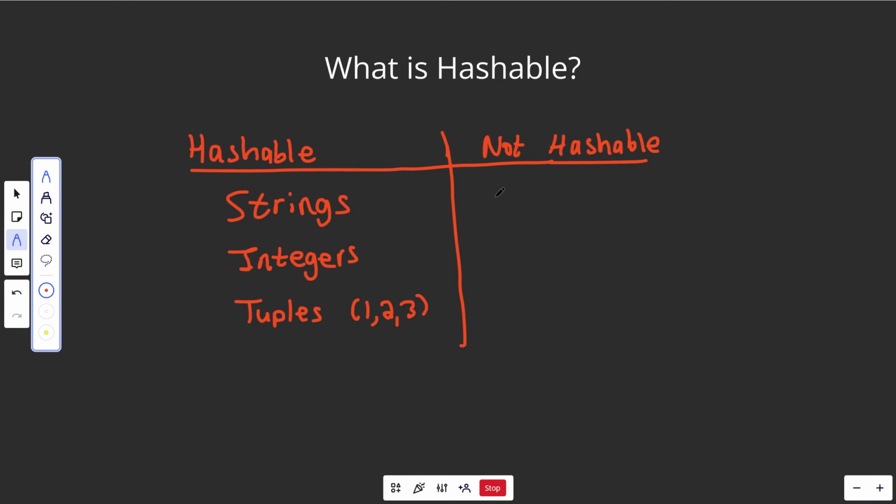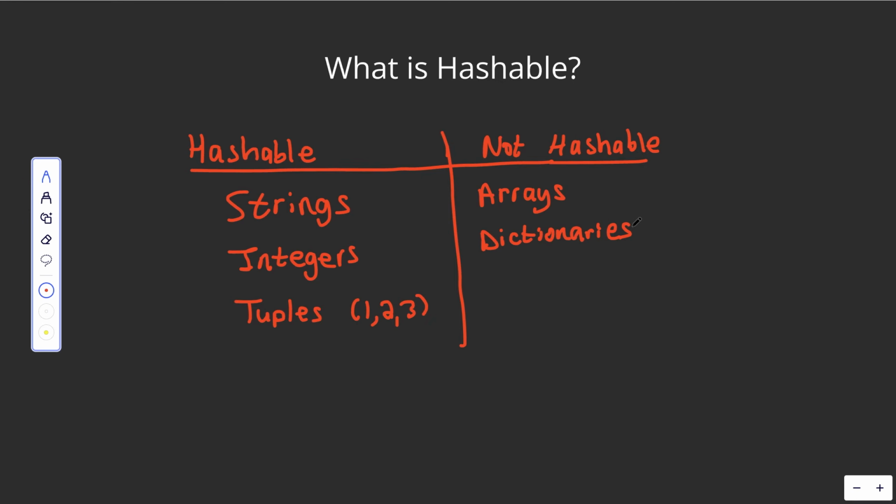So some things that are not hashable are things like arrays, or in Python, dynamic arrays or lists. And dictionaries are something that are not hashable, and dictionaries are basically hash maps themselves. So although dictionaries or hash maps kind of use hashing, they're not actually hashable themselves. So you can't make a hash map a key for another hash map.